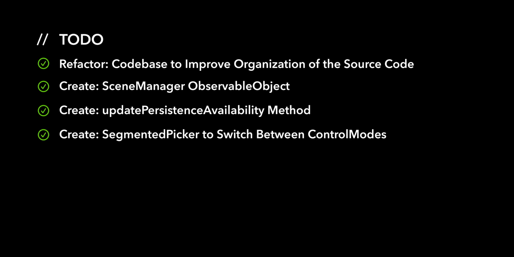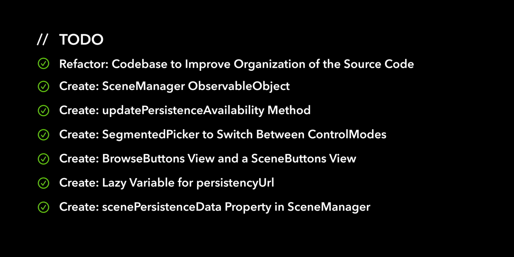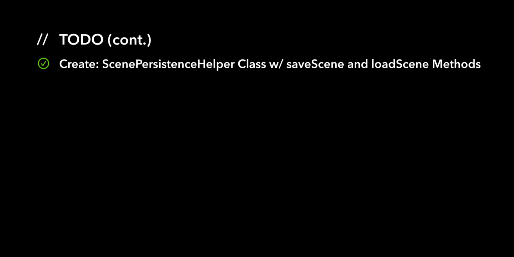After that, we'll create a SegmentedPicker to switch between control modes. Next, we'll create a BrowseButtons view and a SceneButtons view. After that, we'll create a lazy variable for our persistenceUrl. Next, we'll create a ScenePersistenceData property in SceneManager. After that, we'll create a ScenePersistenceHelper class with type methods to save and load a scene.